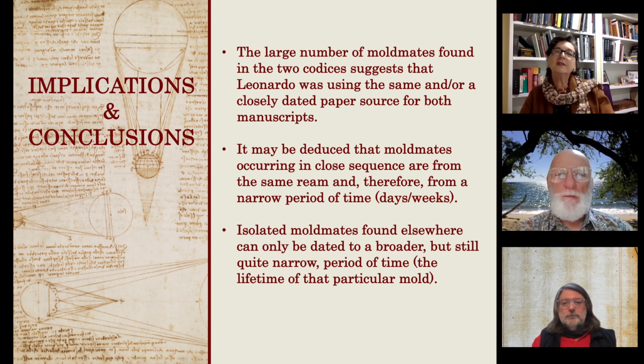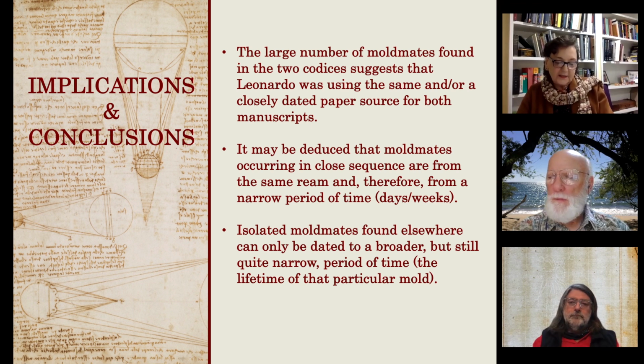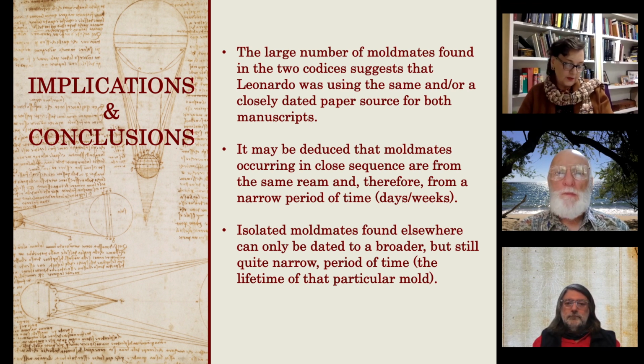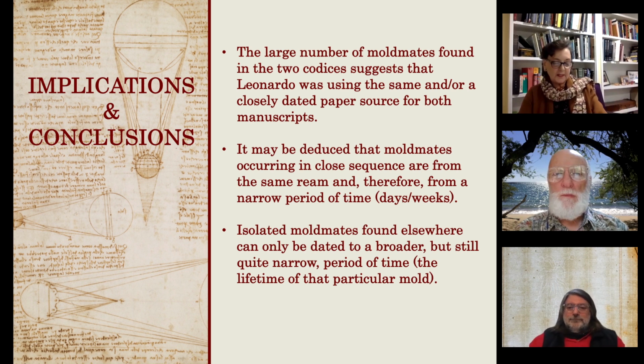So what are the implications and conclusions? The large number of moldmates found in the two notebooks suggests that Leonardo was using the same and/or a closely dated paper source for both manuscripts. We can deduce that the moldmates occurring in close sequence are from the same ream and therefore have a narrow period of time. Isolated moldmates found scattered elsewhere throughout the manuscript can be dated to a broader but still quite narrow period of time, the lifetime of that particular mold.